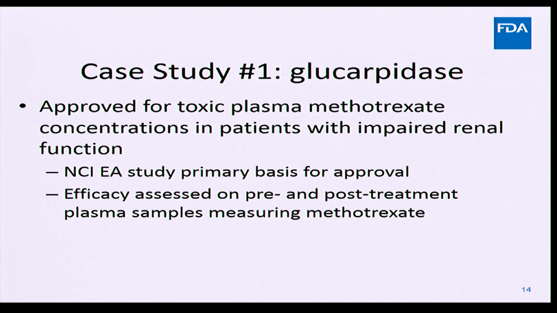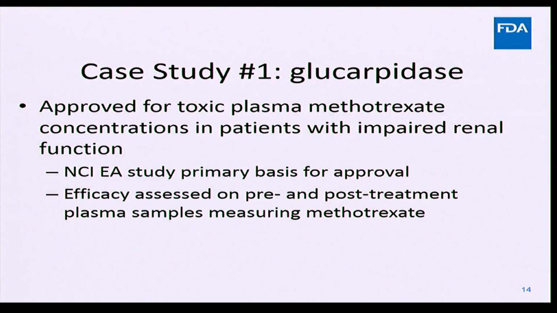Glucarpidase was the first one, which was approved for toxic plasma methotrexate concentrations in patients with impaired renal function. The primary basis for approval was the NCI expanded access study. I think as a fellow, I was actually involved in one of the expanded access requests, in a patient with CNS lymphoma who had high-dose methotrexate and, unfortunately, his kidneys failed while getting the methotrexate. The efficacy was assessed based on pre- and post-treatment plasma samples measuring methotrexate, and approval is basically based on expanded access use.